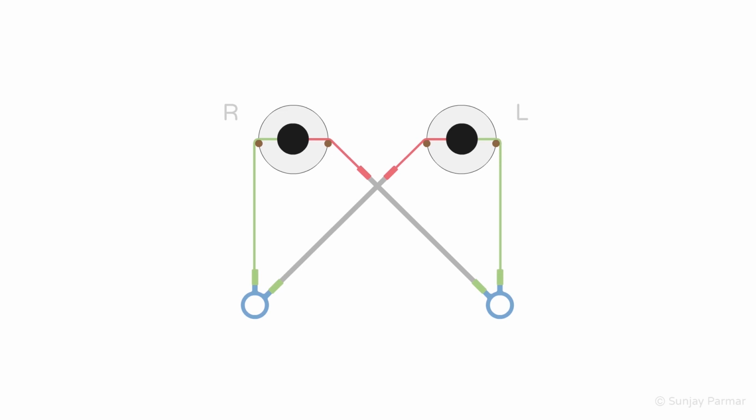Hi there, this will be the first of two videos on internuclear ophthalmoplegia. In this video, we will use the analogy shown to explain how the horizontal gaze pathway works and how it can get damaged to cause an internuclear ophthalmoplegia, or INO for short.